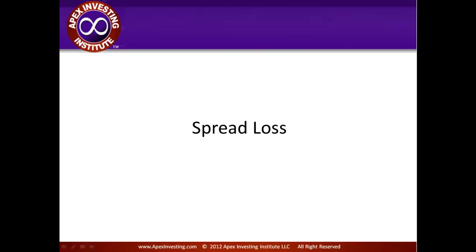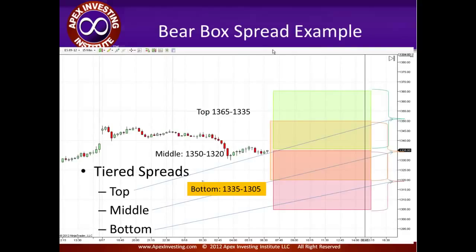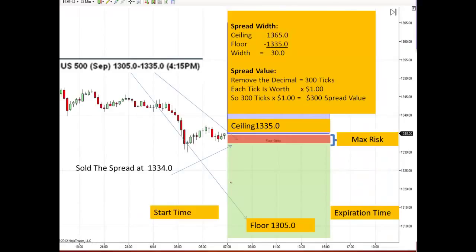So now let's look at what happens if, on this exact same example, you had a spread that lost, that did not make money. In this example, we're going to look at the bottom spread, the spread that's 1335 to 1305, and see how that goes. On this trade, we're going to sell the 1305 to 1335, and we're going to sell it at the price of 1334.